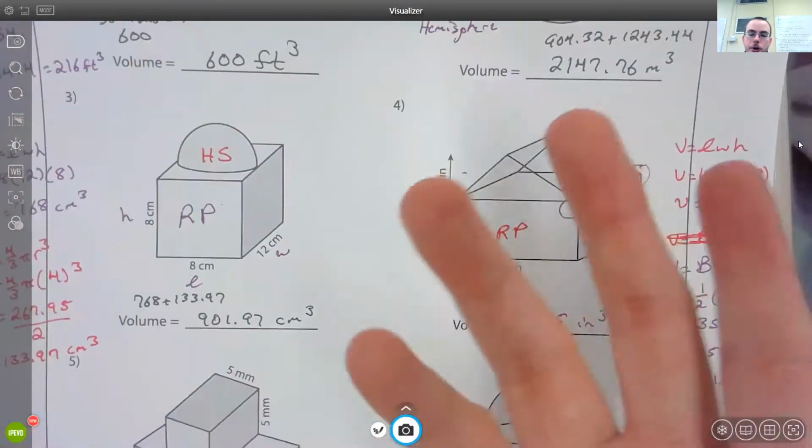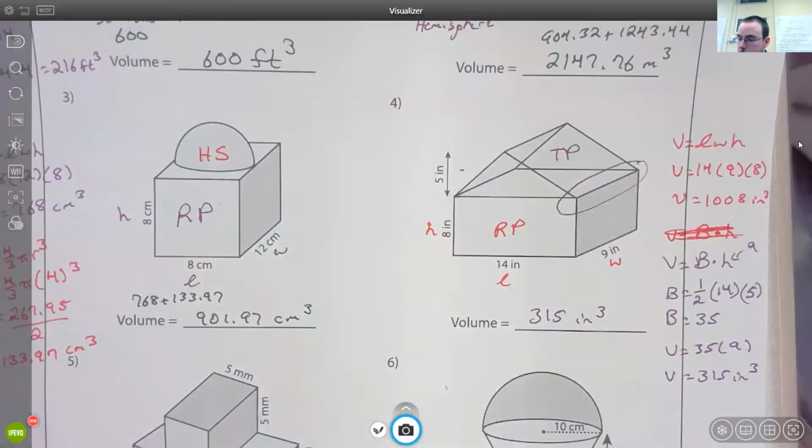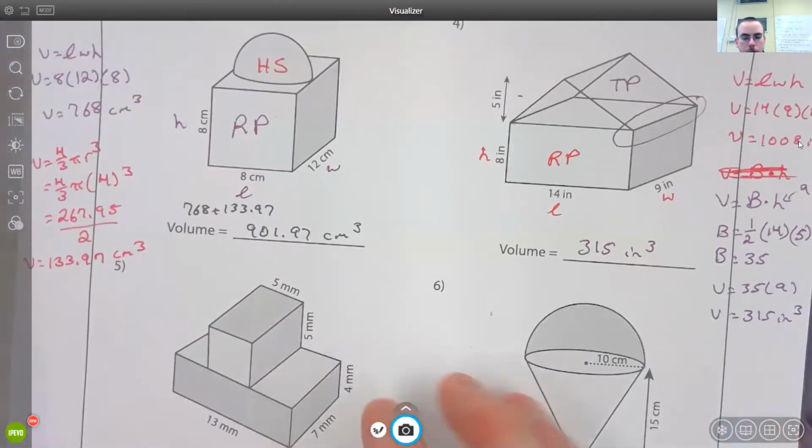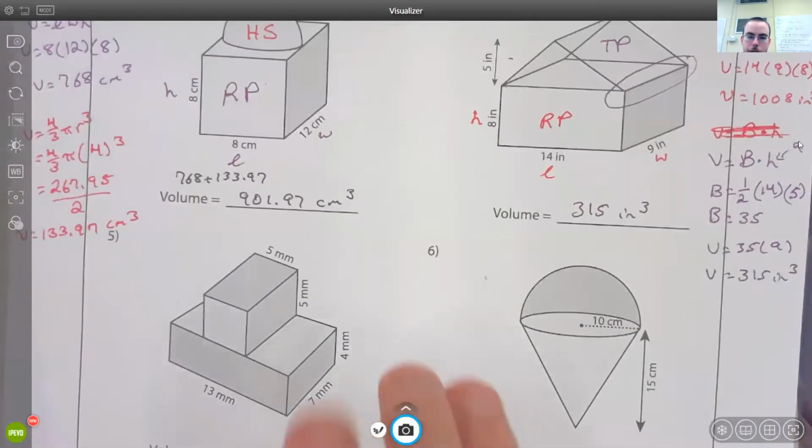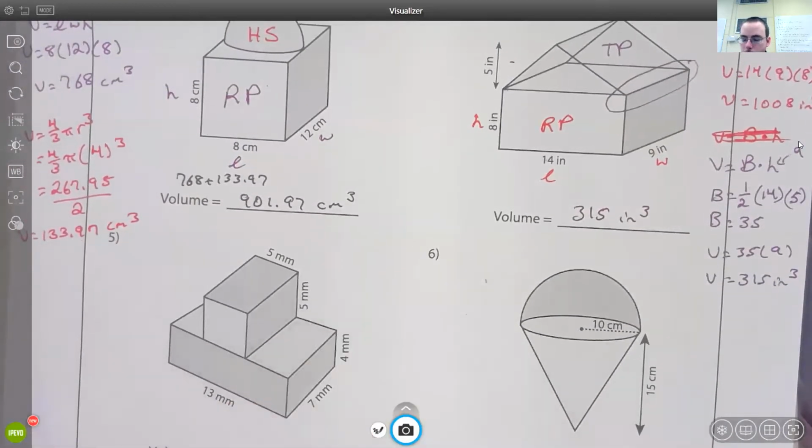Remember, you can also do the same thing with the surface area. All of these just happen to be volume, but in a future assignment, there will be some surface area ones. And if you go back and watch the initial instructional video, there are some surface area ones as well.